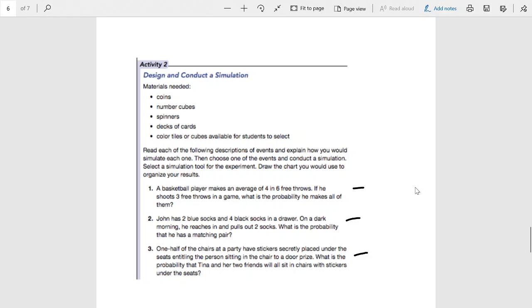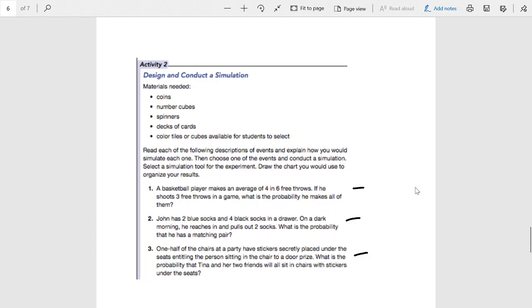So I'll read this here. Read each one of the following descriptions of events and explain how you would simulate each one. Then choose one of the events and conduct a simulation. Select a simulation tool for the experiment, draw the chart you would use, and actually do the experiment. I'll just talk through number 1. A basketball player makes an average of 4 in 6 free throws. If he shoots 3 free throws in a game, what's the probability he makes all of them?